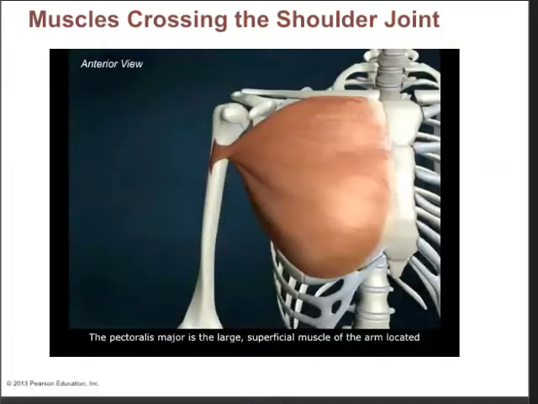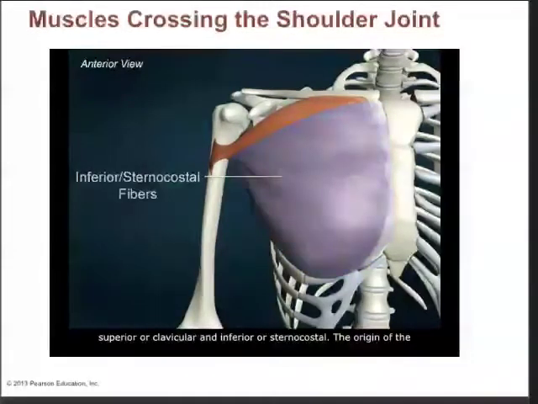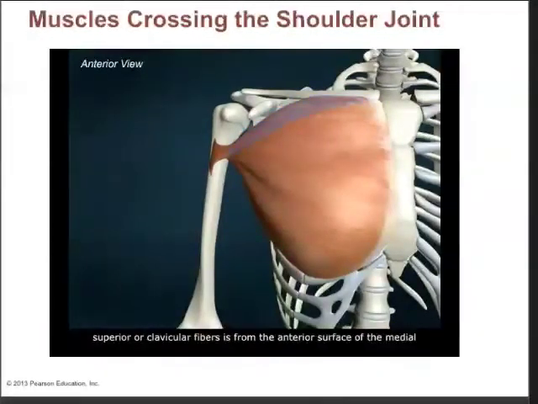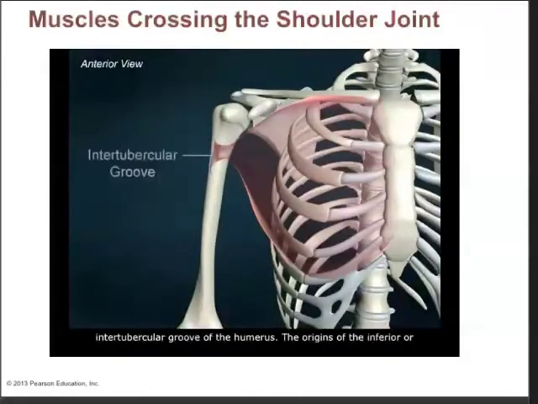The pectoralis major is the large superficial muscle of the arm located in the anterior thorax. It may be separated into two groups of fibers, superior or clavicular, and inferior or sternocostal. The origin of the superior or clavicular fibers is from the anterior surface of the medial one-half of the clavicle. The insertion is to the lateral lip of the intertubercular groove of the humerus.